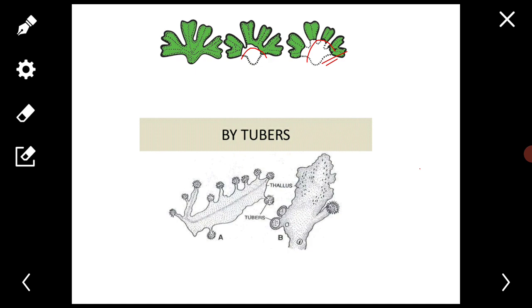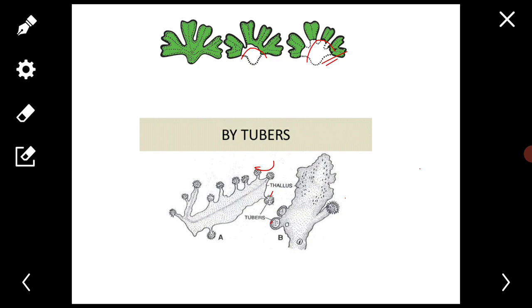When decaying reaches the branching region, the two thallus lobes become separated and grow independently as new thalli. Next, that is the tubers.